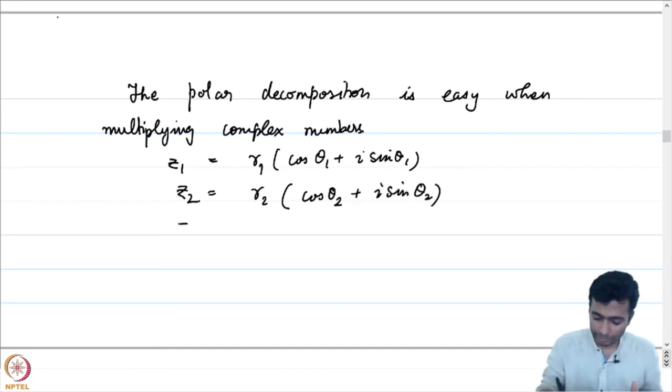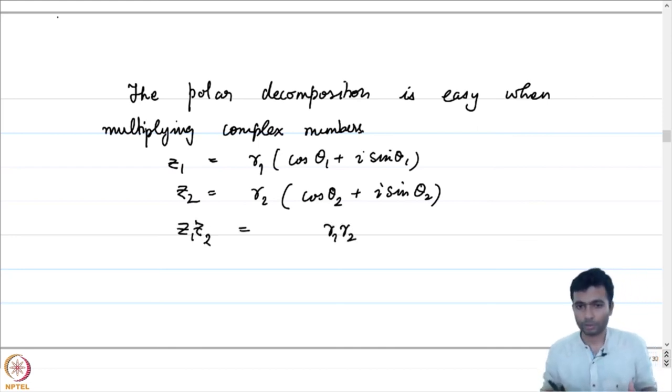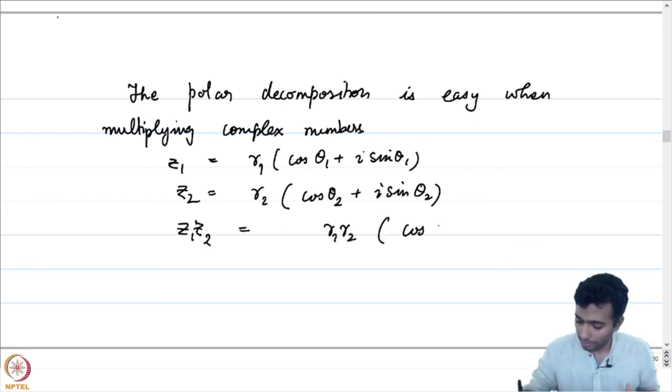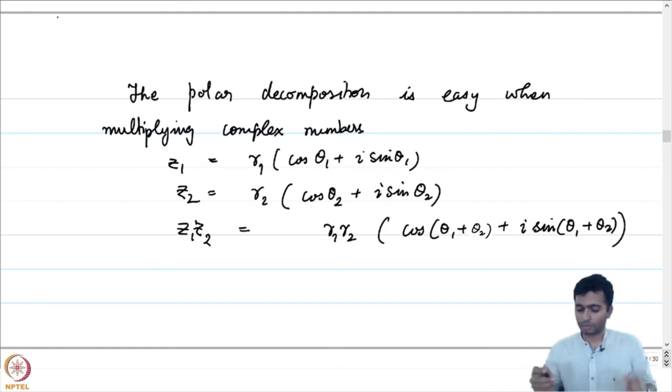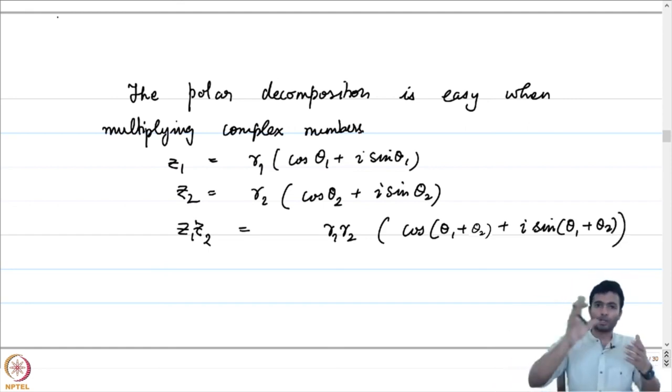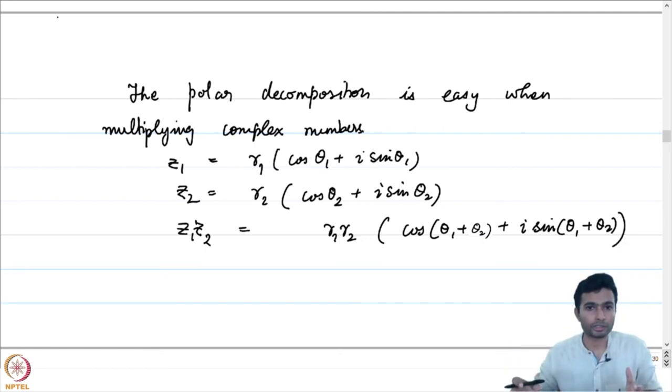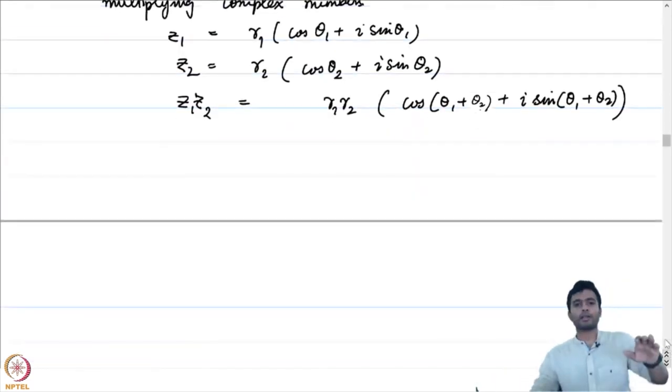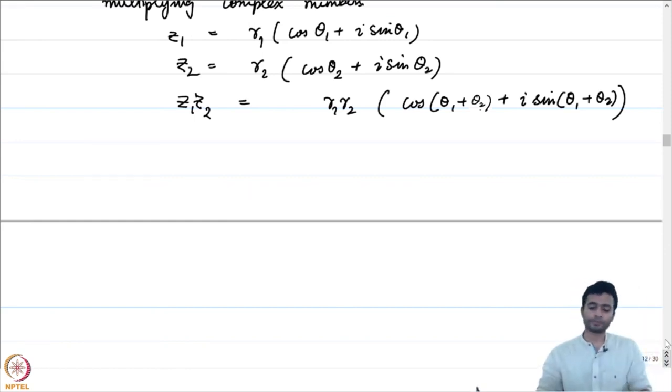Then what is z1 times z2? z1 times z2 is just r1 times r2, and then by a similar argument as above, this is going to be cos of theta 1 plus theta 2 plus I times sin of theta 1 plus theta 2. So the multiplication will just be some kind of a rotation and then a dilation. That is what the geometry here says. And we saw that our isometries are multiplication by an element in the unit circle, and therefore the dilation is not there, it is just a rotation.